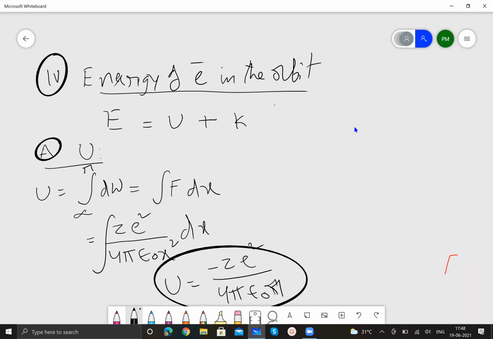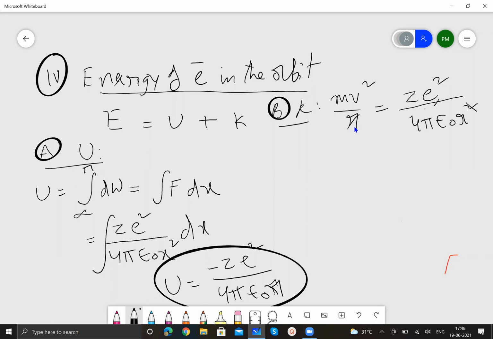Next, kinetic energy. Please note it down. So we have Bohr's first concept. The required centripetal force mv square by r is the Coulombian force of attraction given by Z square by 4 pi epsilon 0 r square. So this r is cancelled. Multiply both sides by half. So we get K is equal to half mv square is equal to Z e square by 8 pi epsilon 0 r. So this is the expression for kinetic energy.